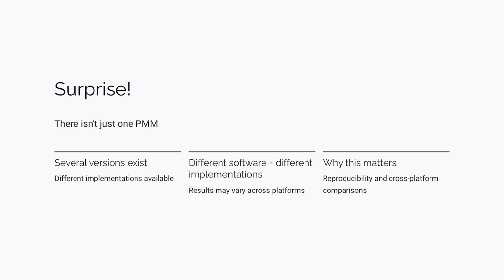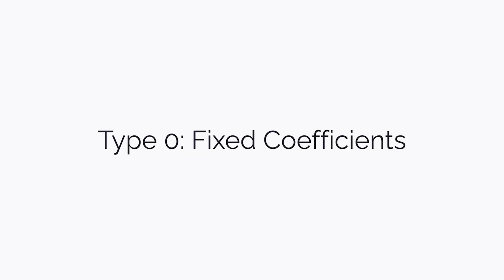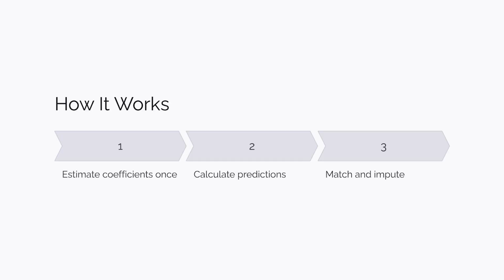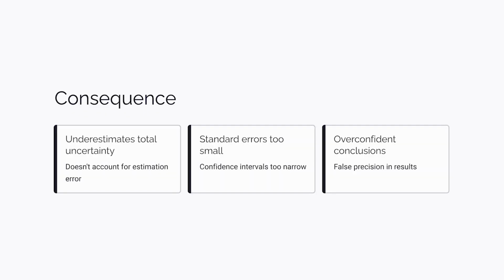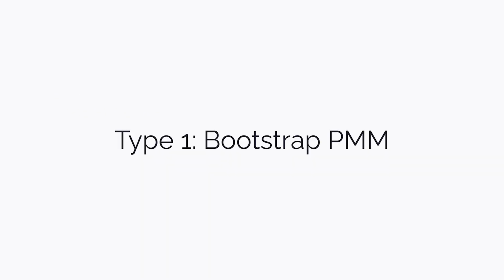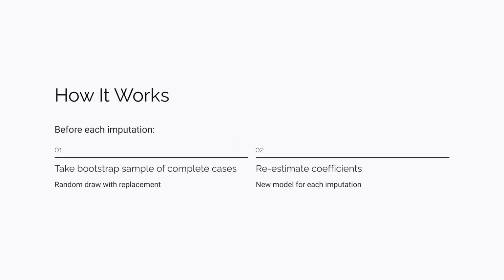Now, here's something that surprises people. There isn't just one PMM. There are several variants, and different software implements different versions. Type 0, or PMM with fixed coefficients, is the basic version I've described. Estimate coefficients once, predict, match. Simple, but underestimates uncertainty. Type 1, or Bootstrap PMM, re-estimates coefficients for each imputation using a bootstrap sample.